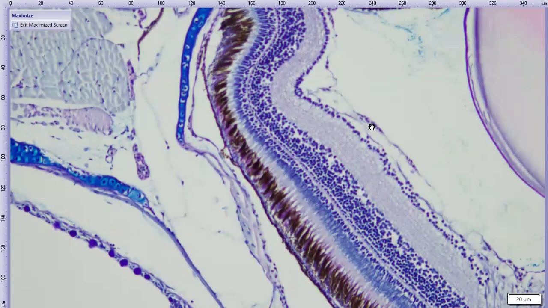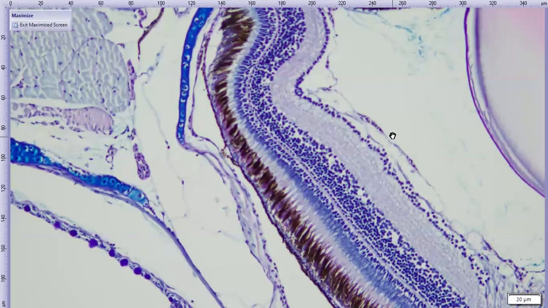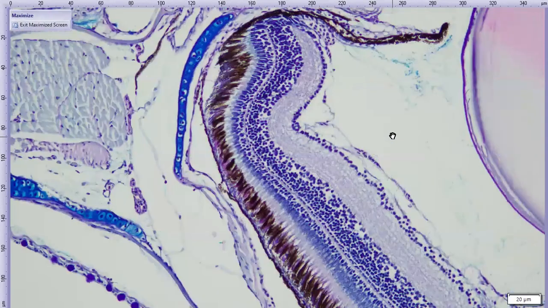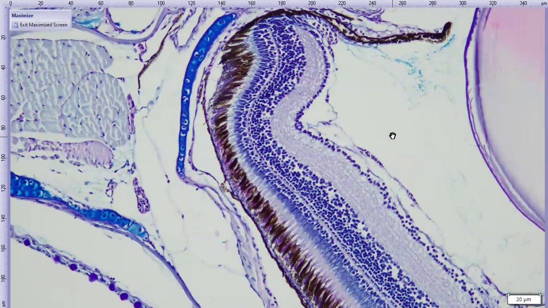So if you do fundoscopy on a fish, it's going to look like there are blood vessels in the retina, but they're actually in front of the retina and not in the retina proper. That's true in some snakes, and maybe in some other reptiles. I'm not sure. Amphibians, for sure.